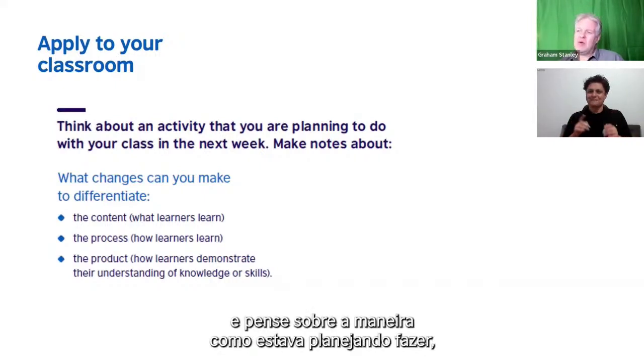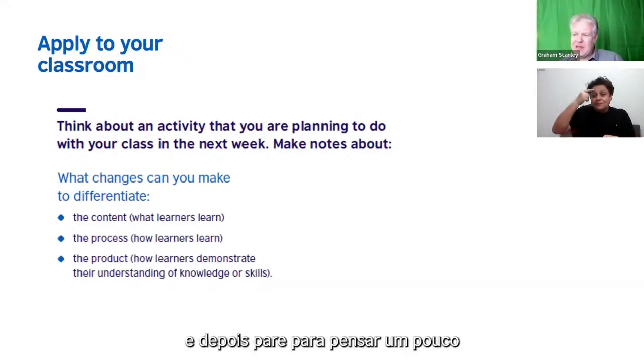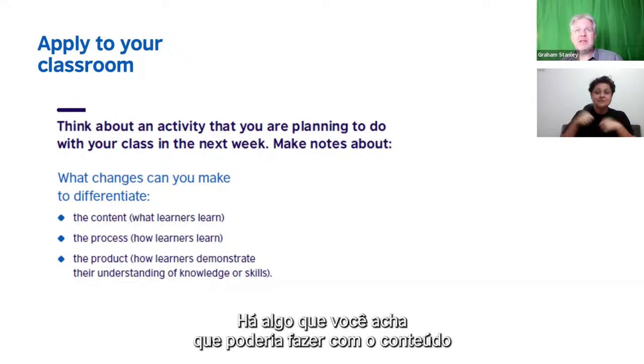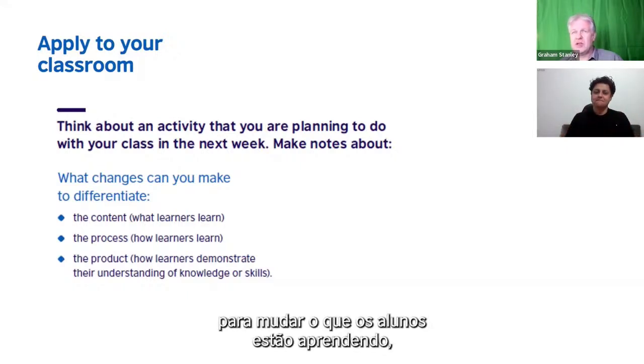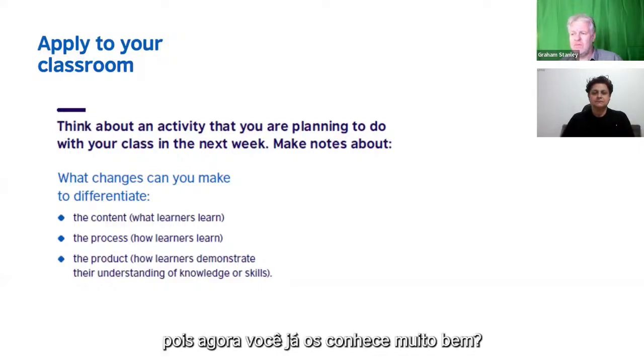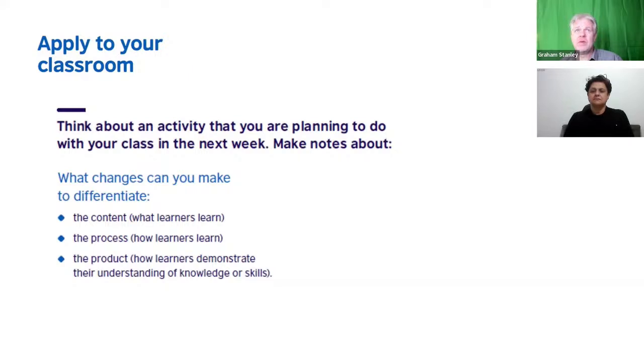And think about the way that you were planning to do it, and then take some time and think about what changes you can make in order to differentiate the content. So is there anything you think you might want to do with the content to change what the learners are learning, to make it more inclusive, to differentiate for some of the students, which by now you should know very well in your classroom?